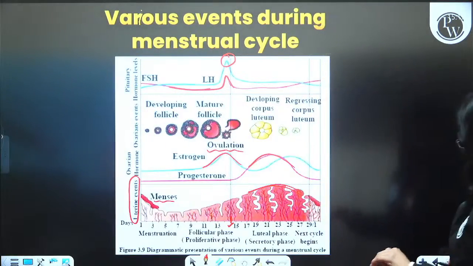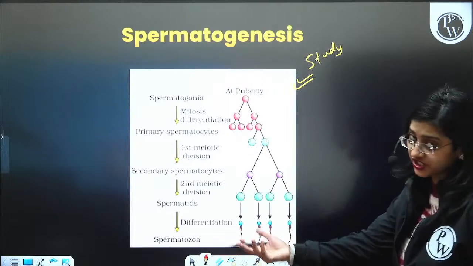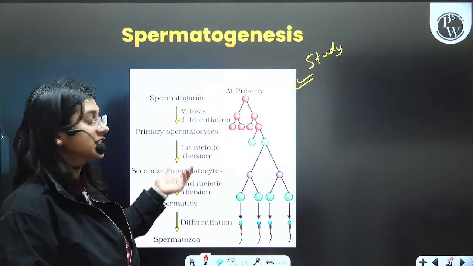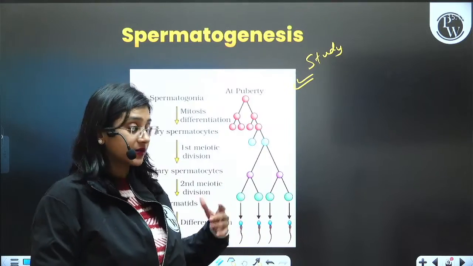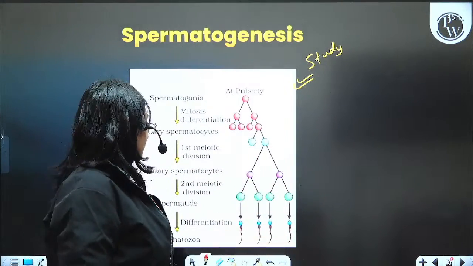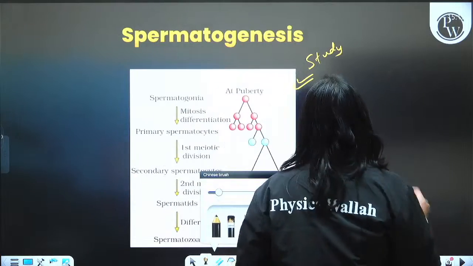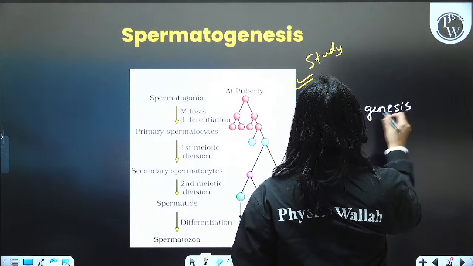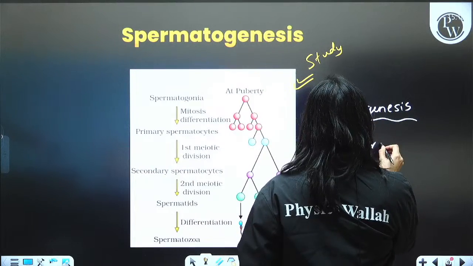But compared to that, why did I mention spermatogenesis specifically? Because in the model question paper, they have given spermatogenesis-related questions. So we are expecting that even the diagram can be asked. But oogenesis can also be asked. The diagram of oogenesis can also be asked.